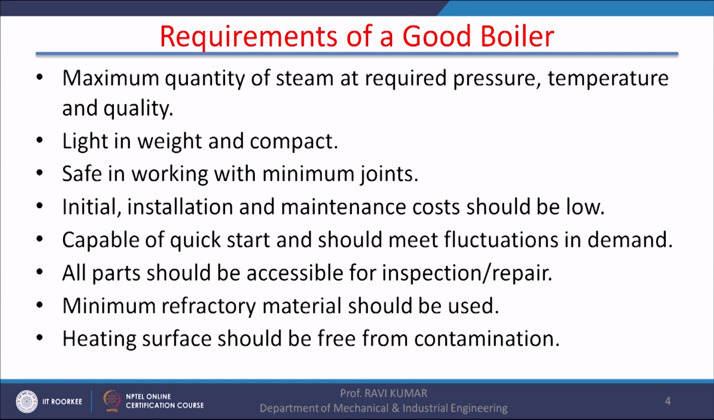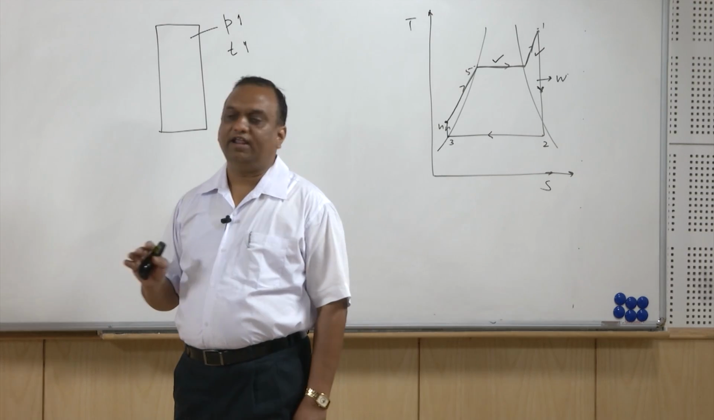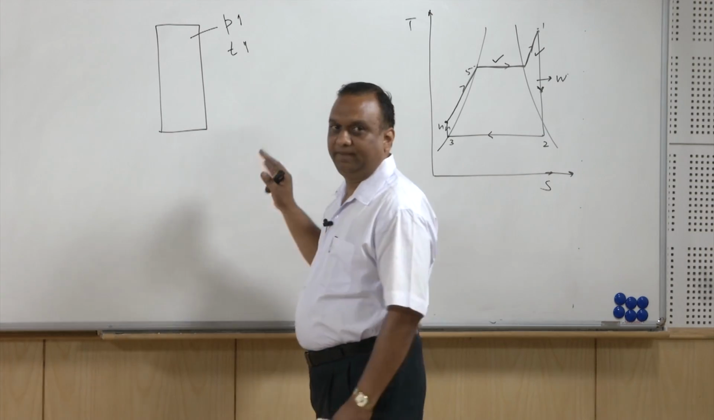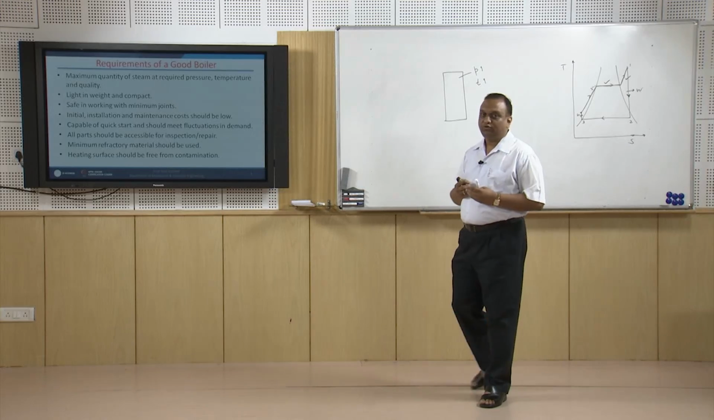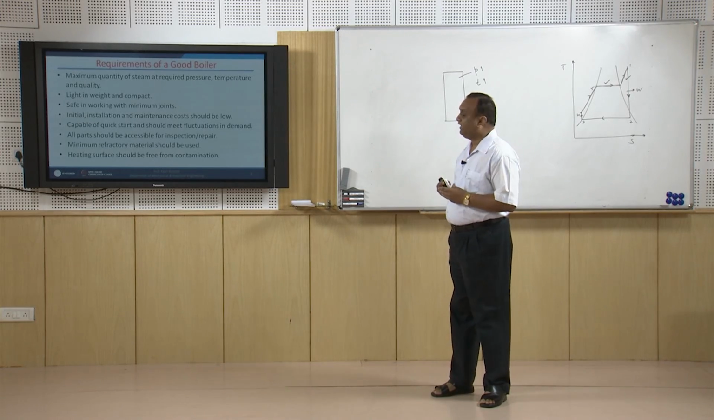Initial installation and maintenance costs should be low. So, anything we purchase, it has to be low cost and high quality. So, same is the case here. Capable of quick start and should meet the fluctuation in the demands. So, demand of steam in any prime mover is not constant. It may vary and it may depend upon the load. So, the boiler should be capable of meeting this fluctuation in demand.